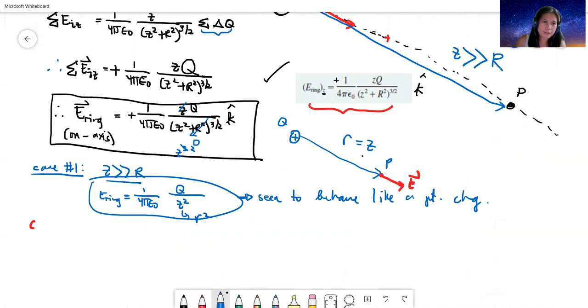Now, another case. Case number two. I'm almost done, class. Medyo mahaba talaga ang pag-solve ng mga problem na ito, no?